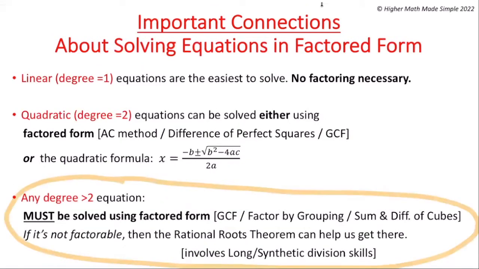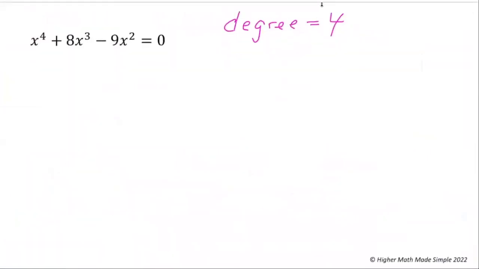When we are looking to factor a degree bigger than 2 equation, these are the 3 scenarios. We're going to look for the greatest common factor. If it's 4 terms, we can factor by grouping, and you're always going to look out for sum and difference of cubes. So let's take a look. This is not 4 terms. Here are 3 terms, so we cannot use factoring by grouping. This is clearly not a sum or difference of cubes scenario, so we can't use that formula.